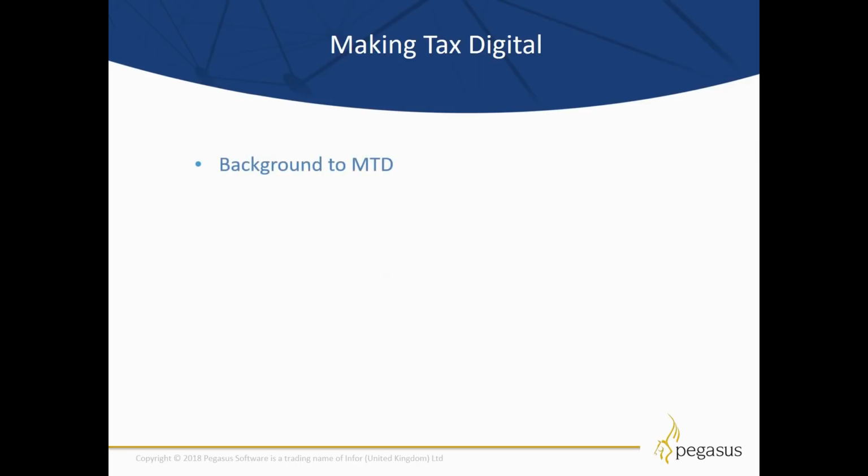So, what is the background to Making Tax Digital and where did it come from? Making Tax Digital was an initiative that was announced in George Osborne's March 2015 budget and is part of HMRC's goal to implement a digital revolution into the tax system. They see Making Tax Digital as fundamental in transforming the tax administration so that it is more effective, more efficient, easier for taxpayers to get their tax right.